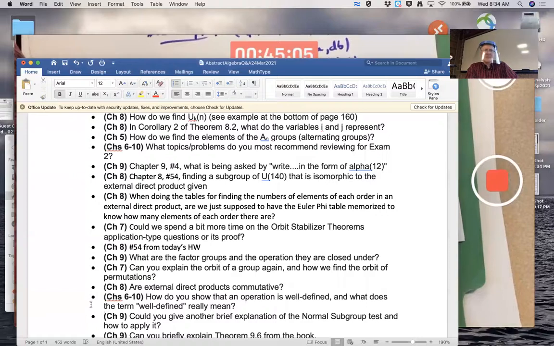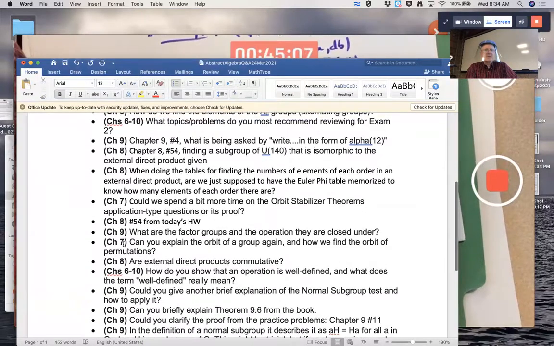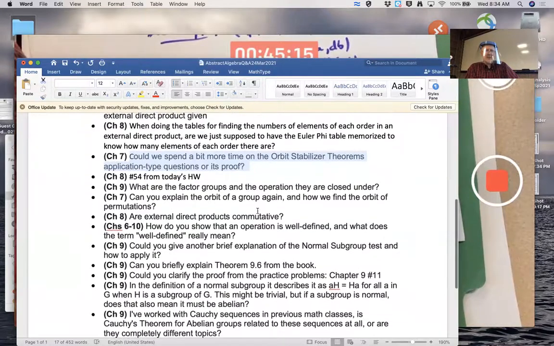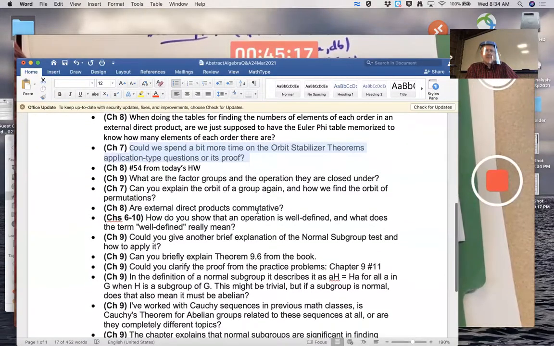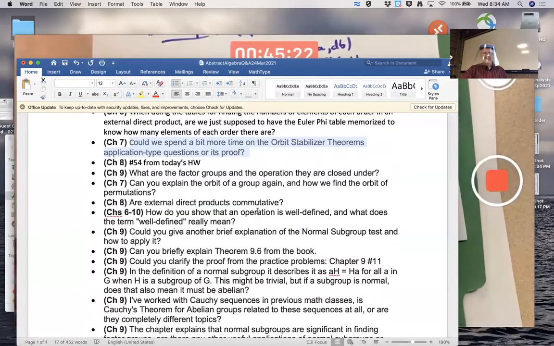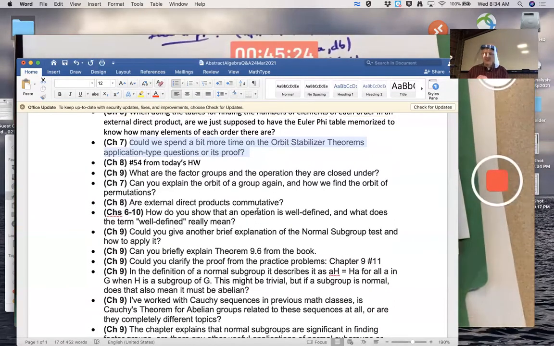Guess I skipped over chapter 7 with our chapter 7 questions here. There was, can we spend more time on the orbit stabilizer theorem and its proof? I think for the sake of time, I'm going to skip that one because there were a lot of questions about chapter 9. Let's spend our last 15 minutes looking at chapter 9.